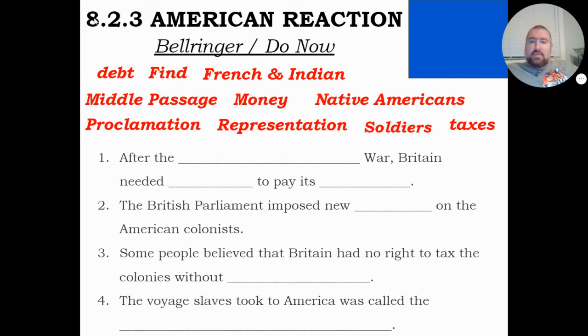So one more time, you guys are all in 8th grade. This is Unit 2, the American Revolution, specifically Lesson 3, how the Americans reacted to British actions. And that includes both things that they did as well as laws that they passed.